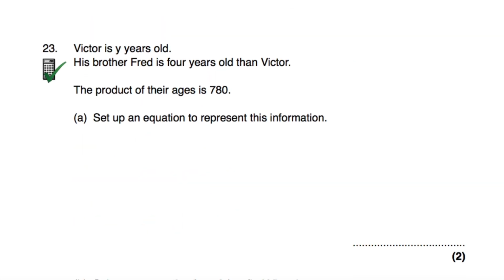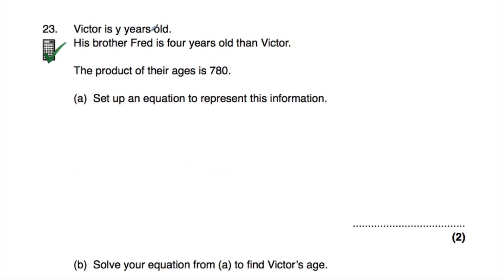Question number 23 says, Victor is y years old, and his brother Fred is 4 years older than Victor. So if Victor is y years old, Fred is 4 years older, so that'll be y plus 4. That's going to be Fred's age, whatever Victor is, plus 4. And the product of their ages is 780. Remember in maths, the word product means to multiply two things together. So when we multiply their ages together, we get 780.